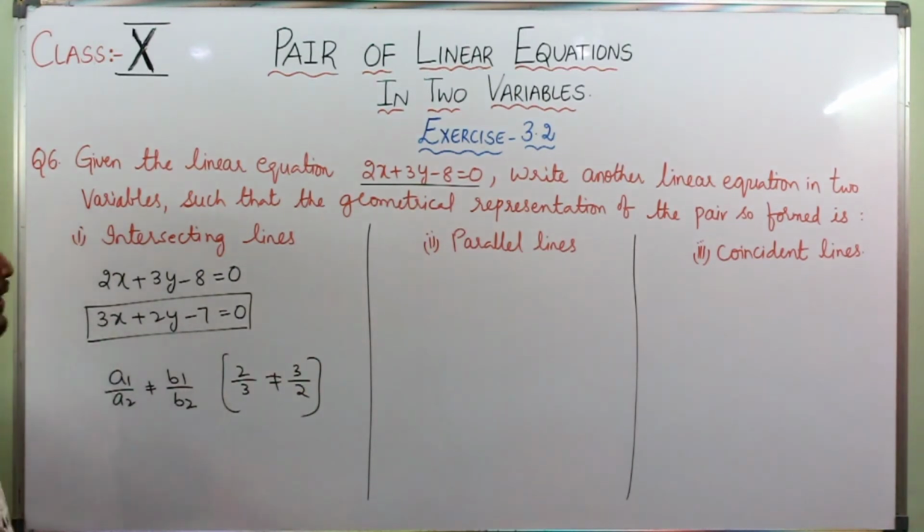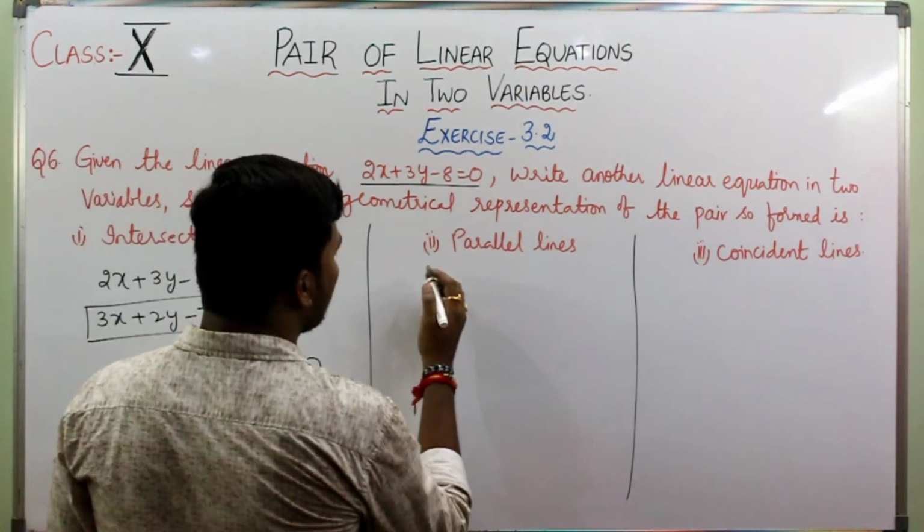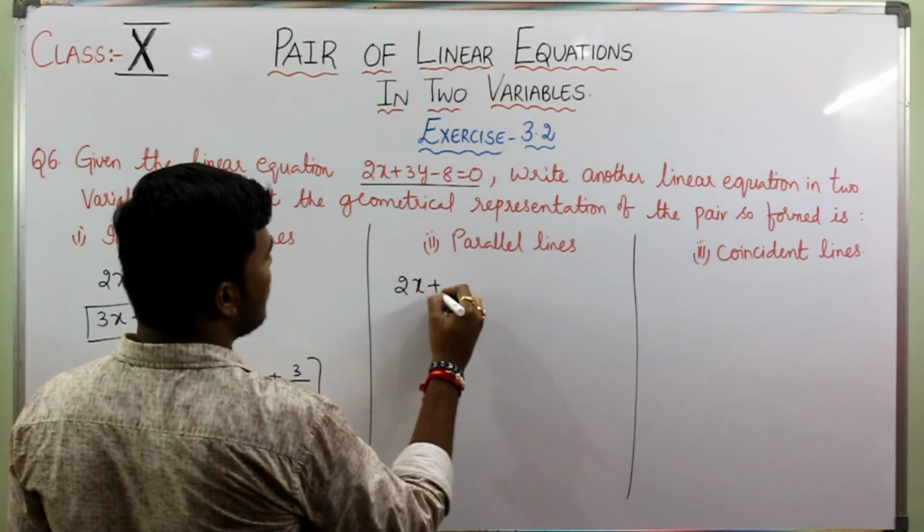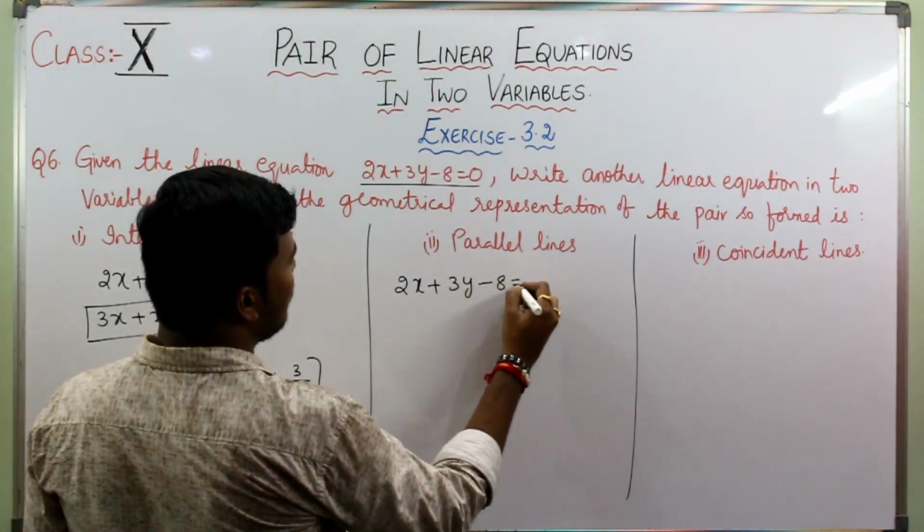Now, in order to make parallel lines, the first equation, the given equation, that is 2x plus 3y minus 8 is equal to 0.